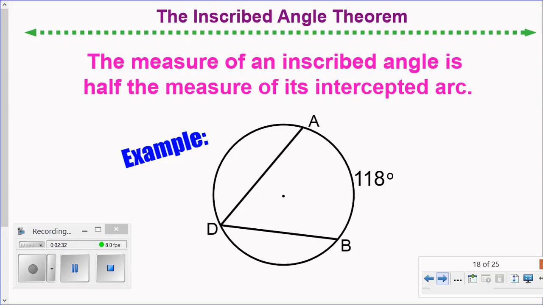Now, we get to the inscribed angle theorem. So there actually is a theorem that talks about the inscribed angle. And what it says is the measure of the inscribed angle is half the measure of its intercepted arc. Half.